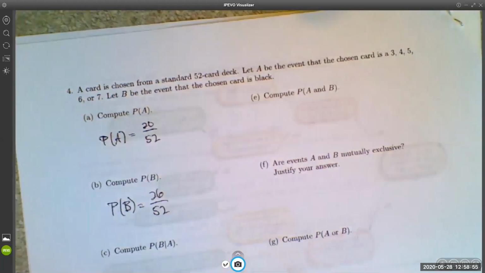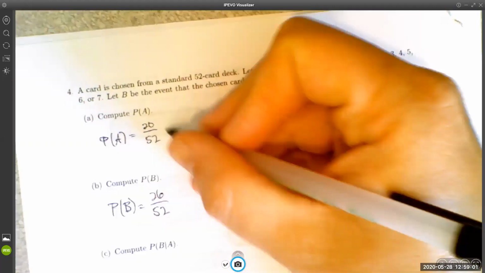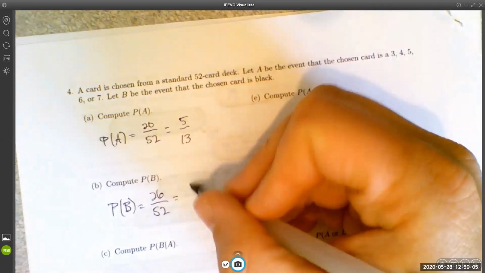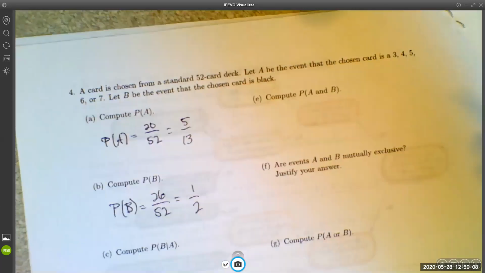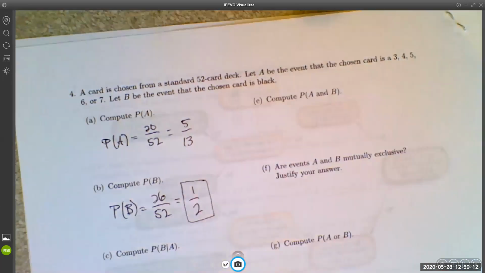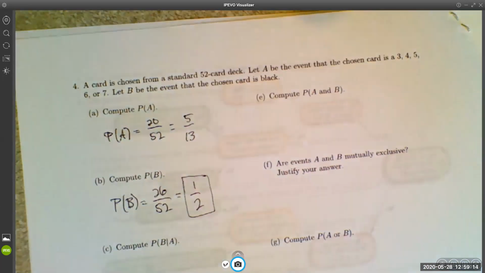Now, by the way, we can reduce these fractions if we want. 20 out of 52 is the same as 5/13. 26 out of 52 is the same as 1/2. And that should make a lot of sense to you because half the cards in the deck are black and half of them are red. So it makes sense that the probability that we choose a black card is 1/2.